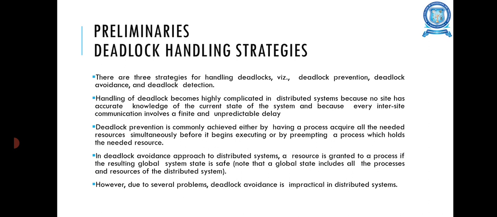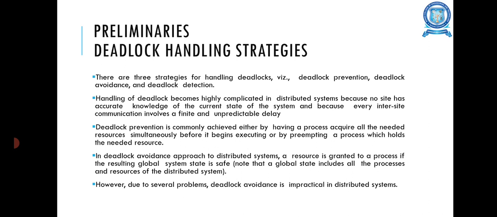Preliminaries for handling deadlock. There are three strategies for handling deadlock. First is deadlock prevention, second is deadlock avoidance, and third is deadlock detection. Handling of deadlock becomes highly complicated in distributed systems because no site has accurate knowledge of the current state of the system, because every inter-site communication involves a finite and unpredictable delay.